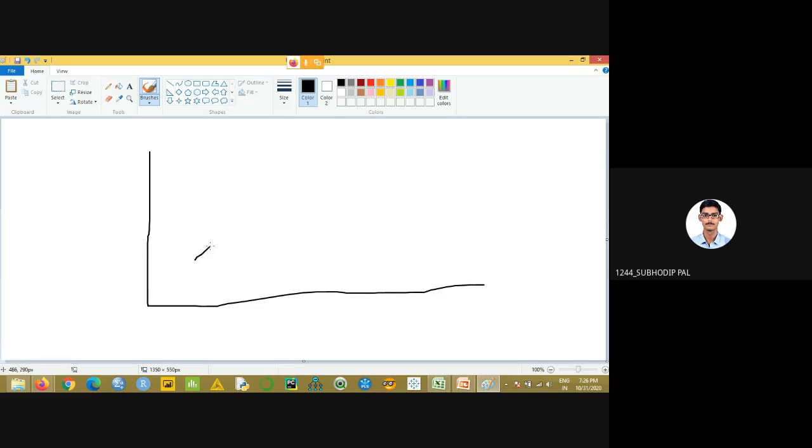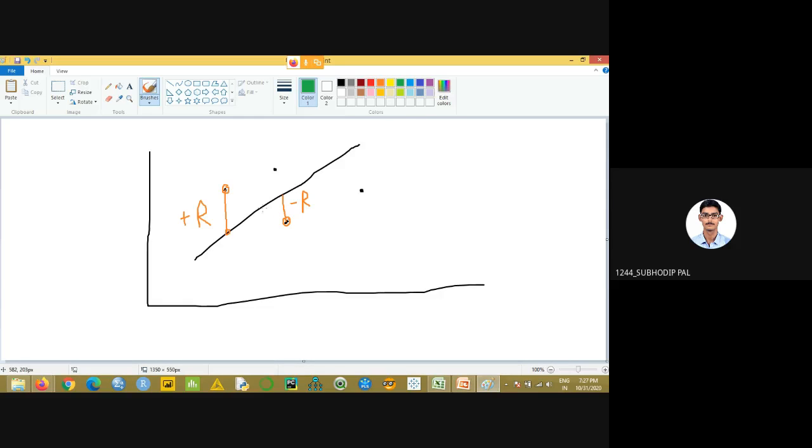X-axis, y-axis. This is my regression line, and this point will have positive residual, and this point will suppose have negative residual. So the distance between this point and this line point is called residual, the positive residual, and the distance between the line and this point is the negative residual. Correct?